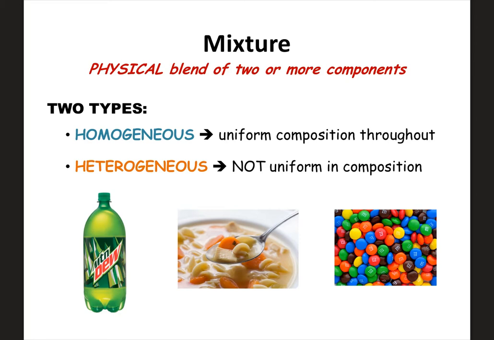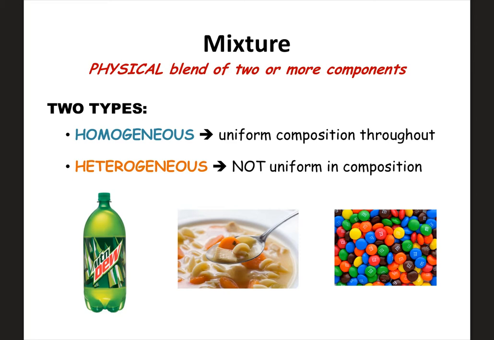So there's two types of mixtures, homogeneous and heterogeneous mixtures. Homogeneous are going to be uniform throughout. Okay, so we say that homogeneous mixtures have this uniform composition throughout, and a heterogeneous mixture is not uniform throughout.